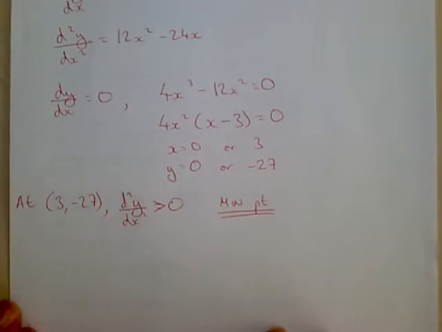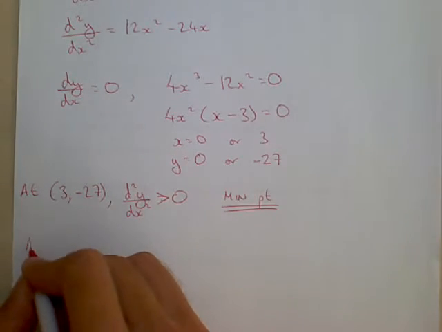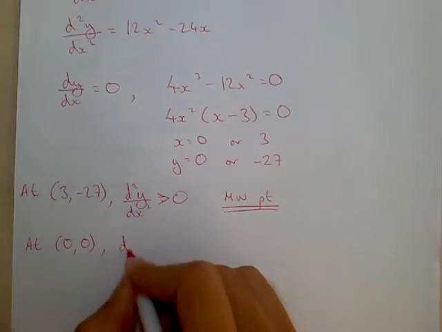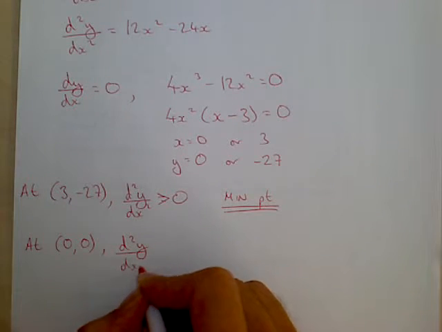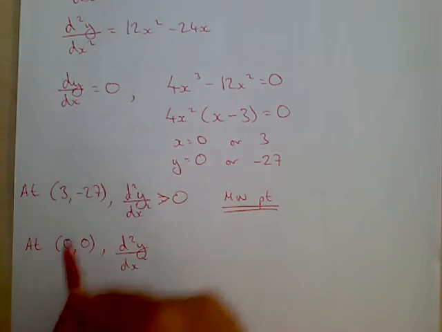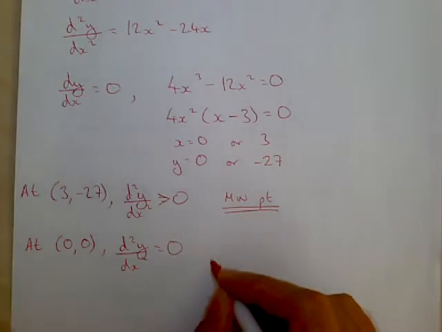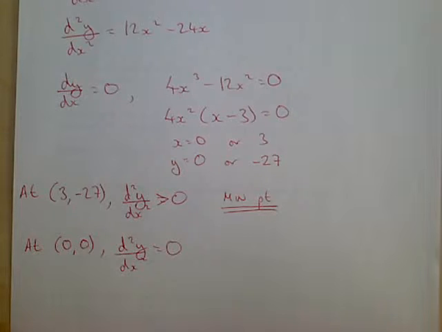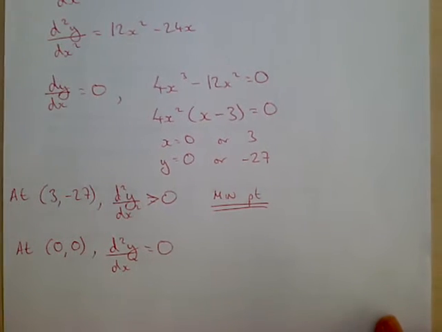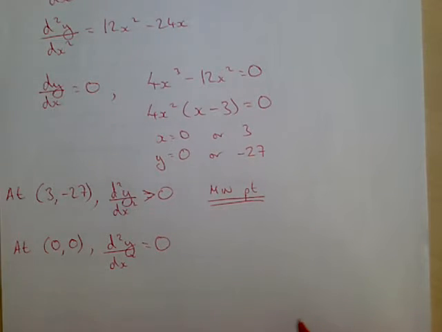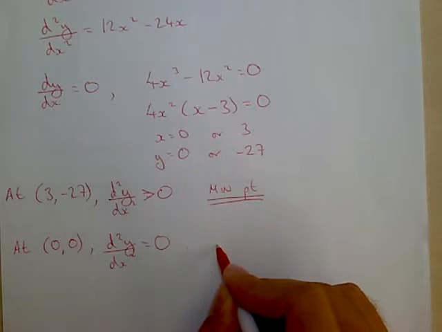Okay. Now I need to go to the second point, so the point 0, 0. If I do d2y by dx squared here, then I'm substituting the x coordinate of 0 into d2y by dx squared. That's equal to 0. That means the test is inconclusive. We can't determine what sort of point we have in that situation. So we have to then go to the gradient test instead.